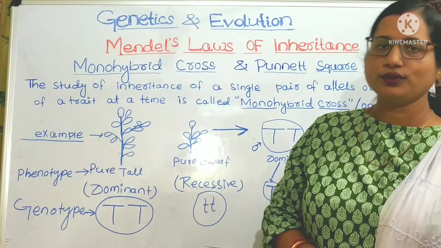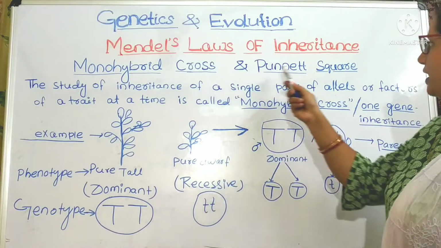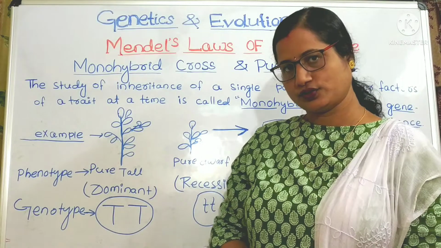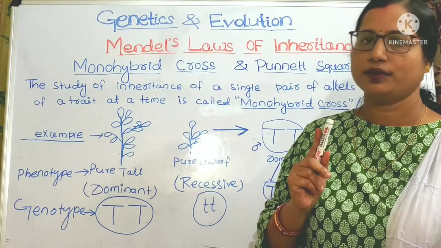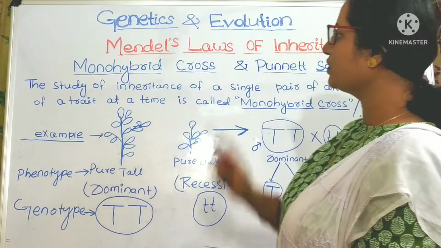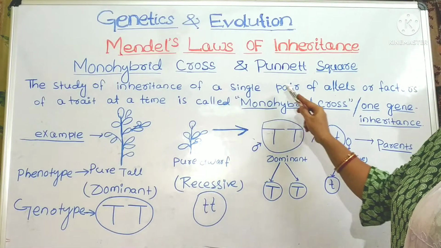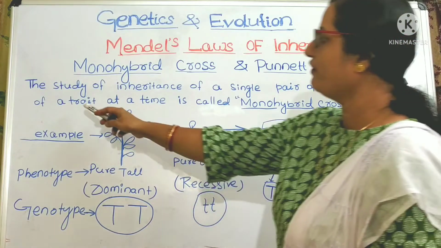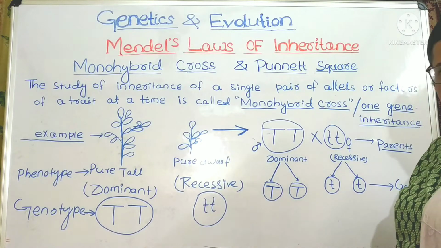Science Biology. Today we are going to discuss monohybrid cross and Punnett square. We have already discussed the definition of monohybrid cross in the previous video. The study of inheritance of a single pair of alleles or factors of a trait at a time is called monohybrid cross.